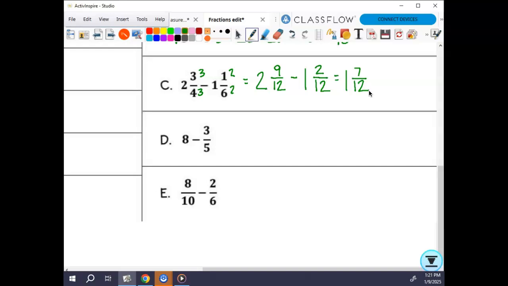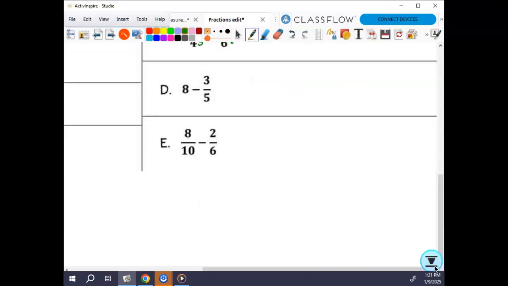Okay. So let's talk about D and what this elementary school lesson is telling me to do, which, again, no wonder people get so confused. Trying to borrow from the 8. We don't need to borrow. We're just going to make it into an improper fraction. So we have a whole number. We're putting it over 1 to make it into a fraction.